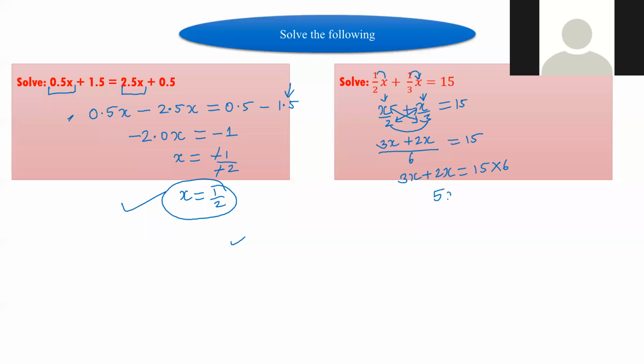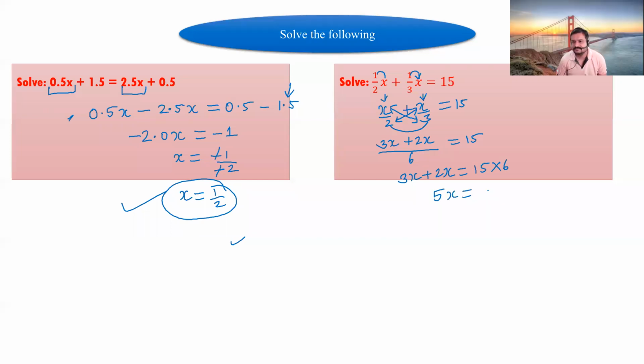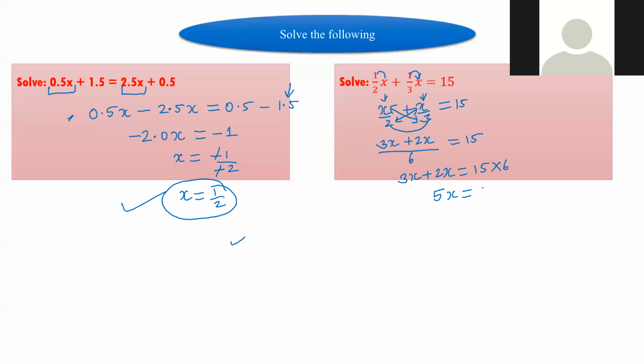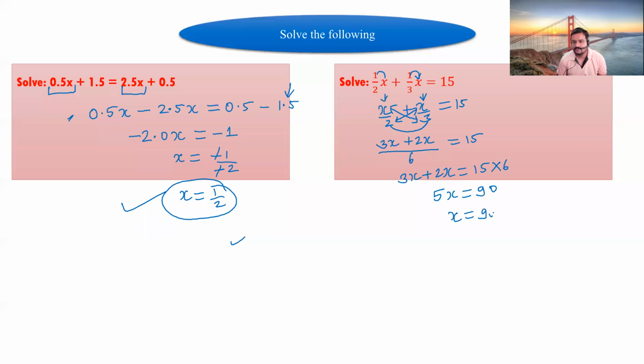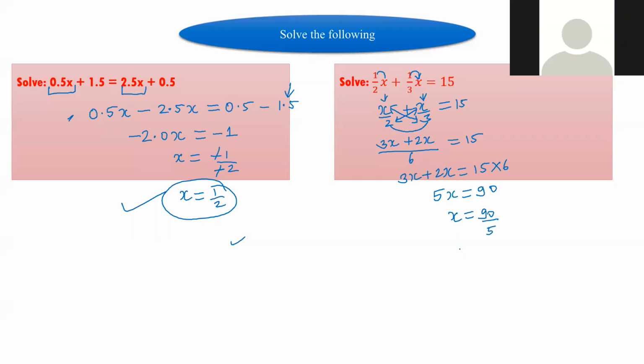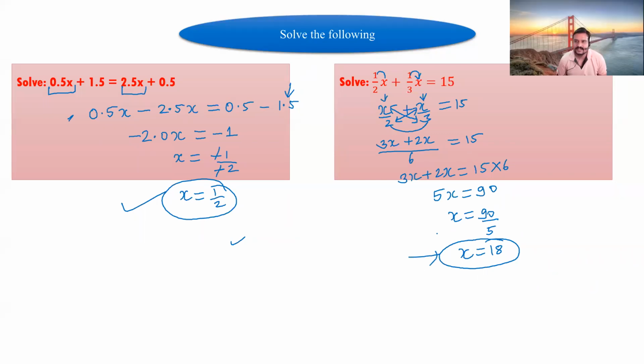What is 3x plus 2x? Sir, it is 5x. And 15 6s are 90. So x will be what? 90 upon 5. x is equal to 90 divided by 5, 18. So the value of x here is 18. The value of the unknown variable in this case is 18. Is it clear to everyone, the transposition method? Now we will start the exercise.